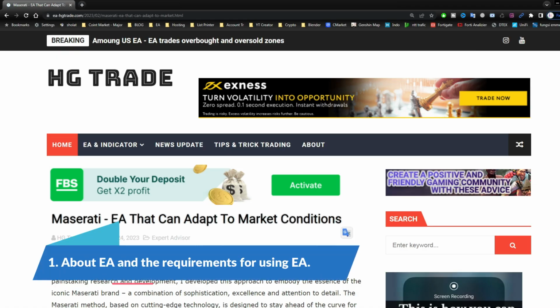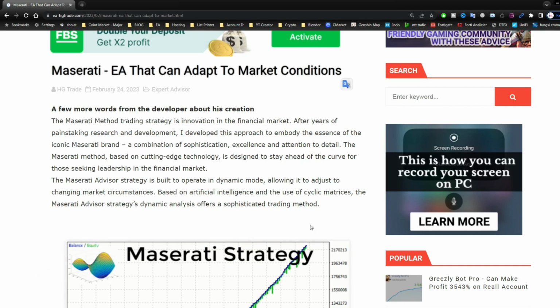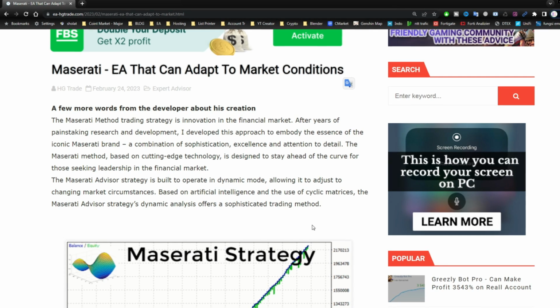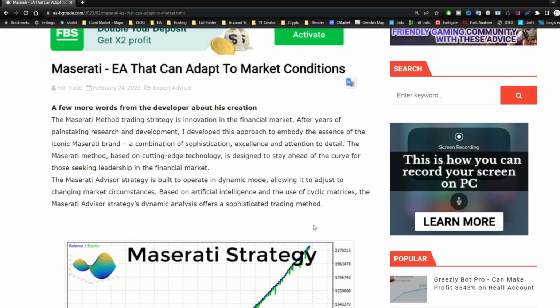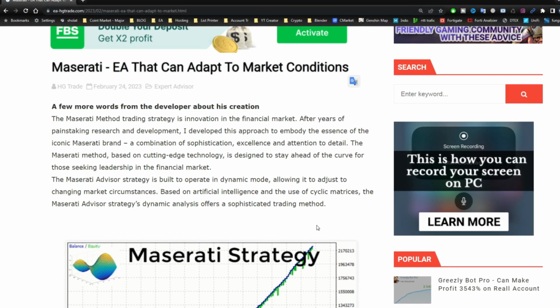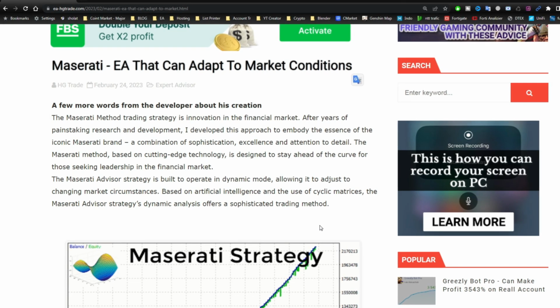One. About EA and the requirements for using EA. From the sources of information that I got, the Expert Advisor is made with years of research. This Expert Advisor is designed to run dynamically in every changing market condition, made with the sophistication of artificial intelligence and using cyclic matrices and dynamic analysis.